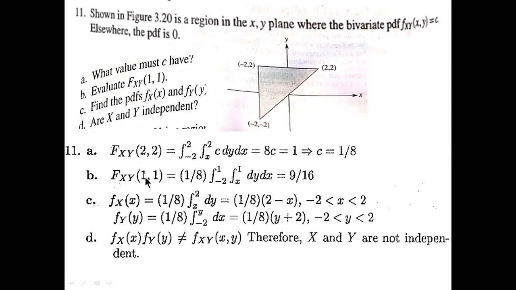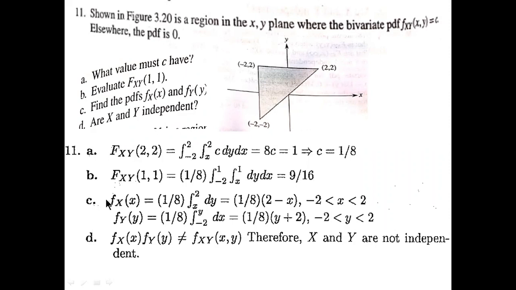Then f of xy at 1, 1. Here it is 2 to 2, therefore it is 1, whereas here it is 1 to 1. So we need to write the value of f of xy, that is equal to c, 1 by 8, integral minus 2 to 1, because the upper limit is 1 over here, and therefore this is 1. So if you integrate that, then you will get 9 by 60.